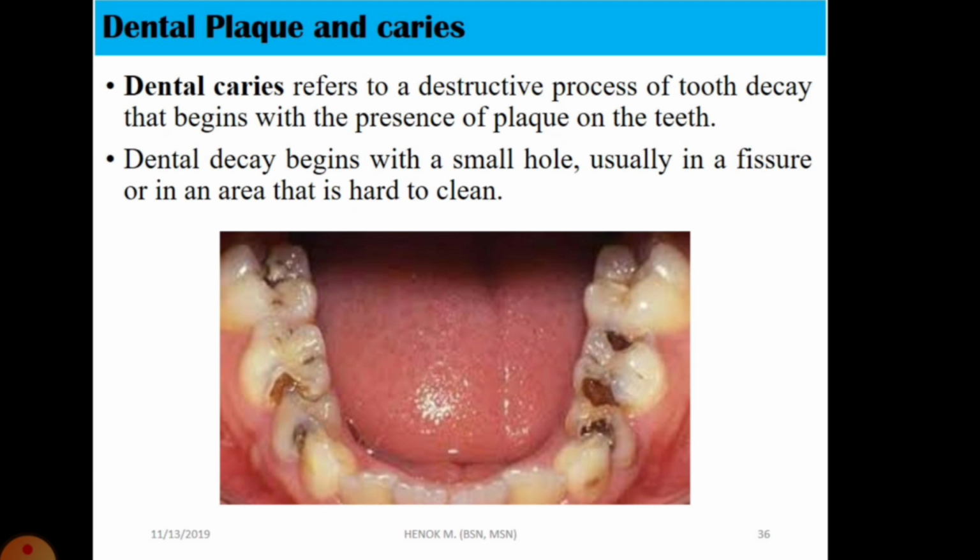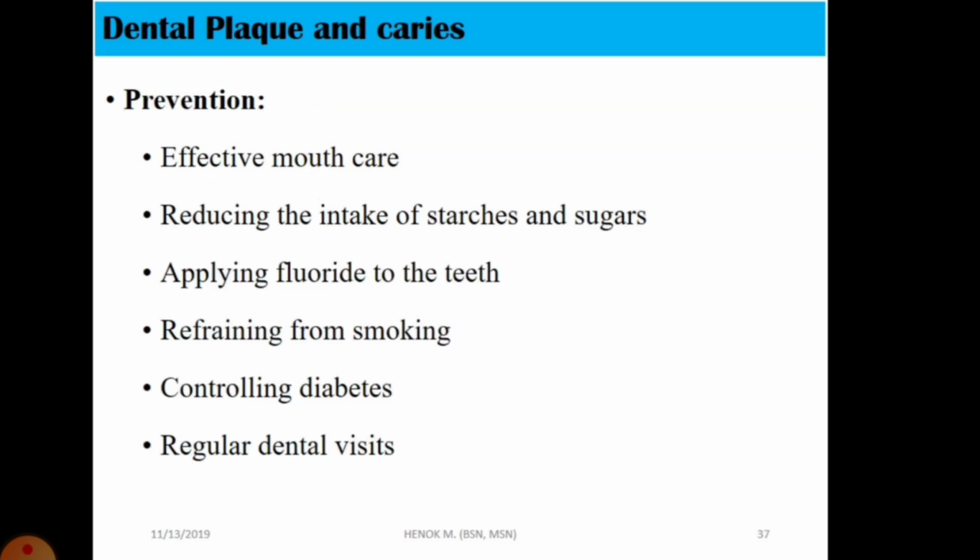Dental plaque and caries. Dental caries refer to a destructive process of tooth decay that begins with the presence of plaque on the teeth. Dental decay begins with small holes, usually in the fissures or in an area that is hard to clean. Prevention: effective mouth care, reducing the intake of starches and sugars, applying fluoride to the teeth, refraining from smoking, controlling diabetes, and regular dental visits.